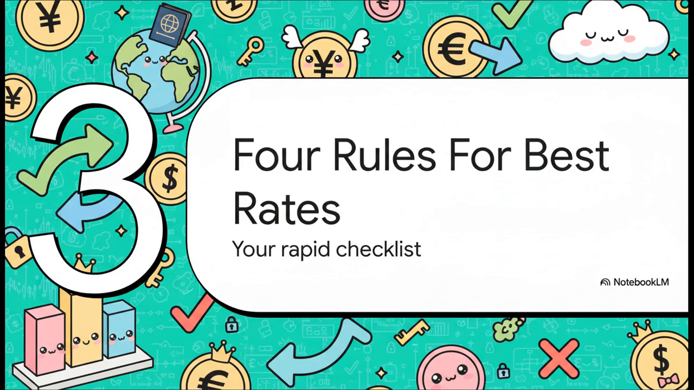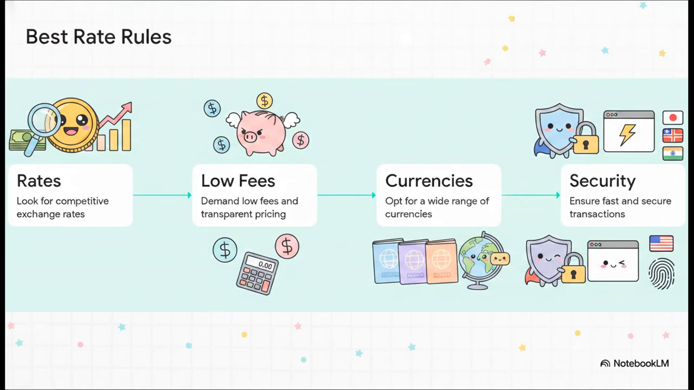Moving right along to Section 3, 4 rules for best rates. Now, whether you're just converting cash for a quick weekend getaway or you're moving major capital for an international investment, these 4 rules always apply. First, you've got to demand competitive exchange rates to ensure maximum value. Second, insist on low and transparent pricing so you are never hit with a surprise bill. Third, make sure the platform supports a wide variety of currencies, major and minor, so you aren't boxed into limited options. And finally, number 4, never ever compromise on fast, secure transactions. Your funds have to be protected.